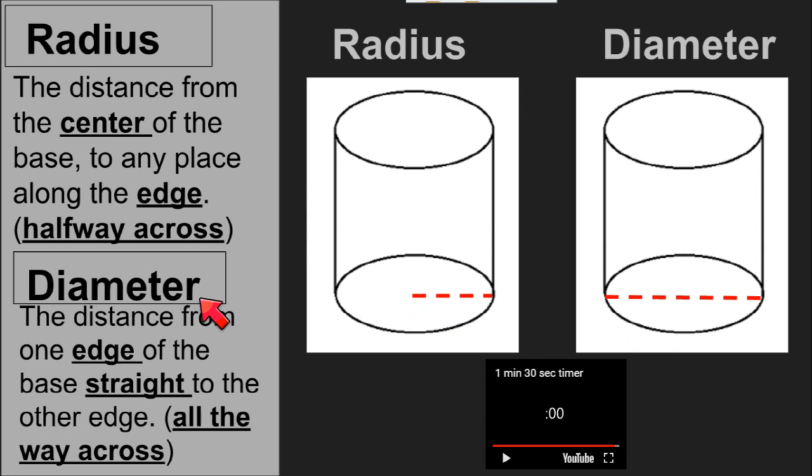Everybody say diameter. All right. Again, you guys got the underline. So it says the diameter is the distance from one edge of the base to the other edge. So in diameter, we're thinking all the way across. Just think of it that way. Radius is halfway, diameter all the way across of our base, which is a circle.